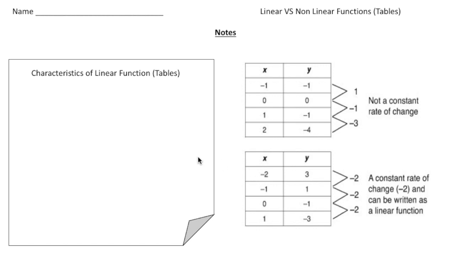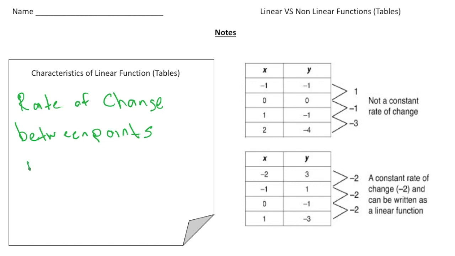Alright, so over here where it says characteristics of linear functions and tables, there's really one important thing that you need to write down here, okay? And that is the rate of change between points must be constant. All right, so the rate of change between the points must be constant.